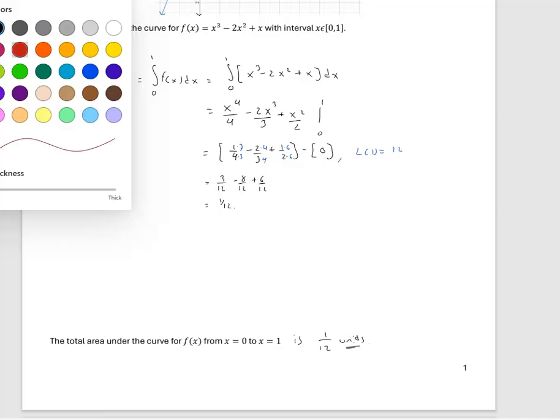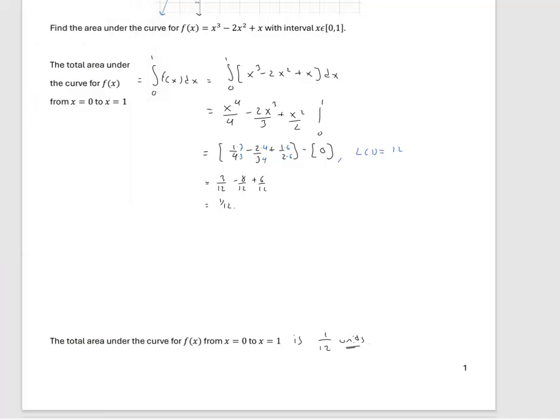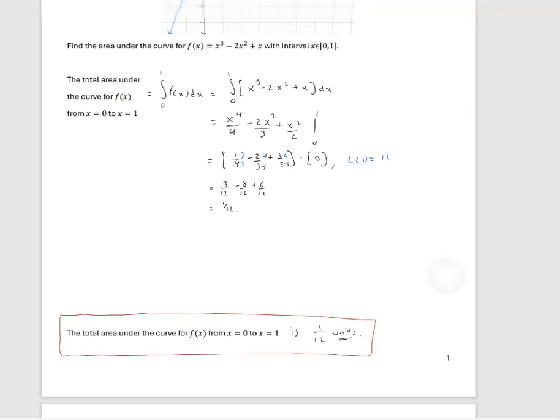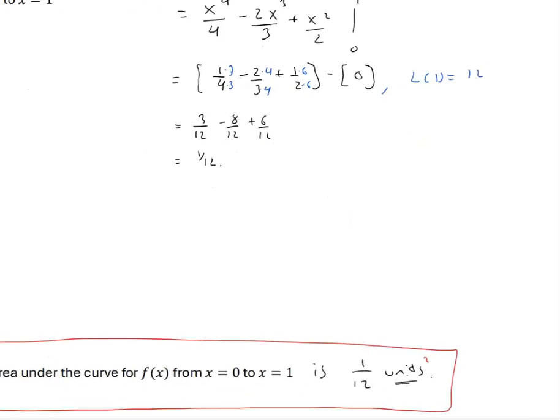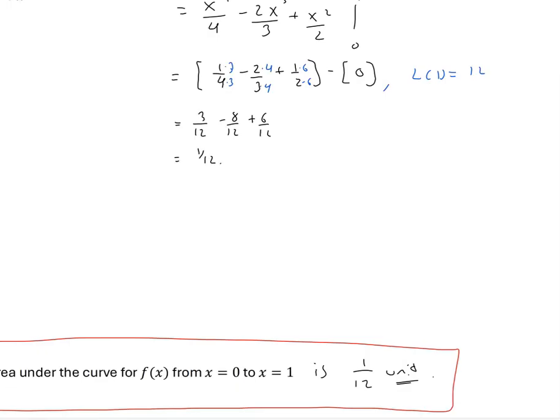We're not asked about or we're not told about any other measurements such as meters. So in this case, we'll just leave it as units. And it's technically units to the second power because of area. So let me write it.